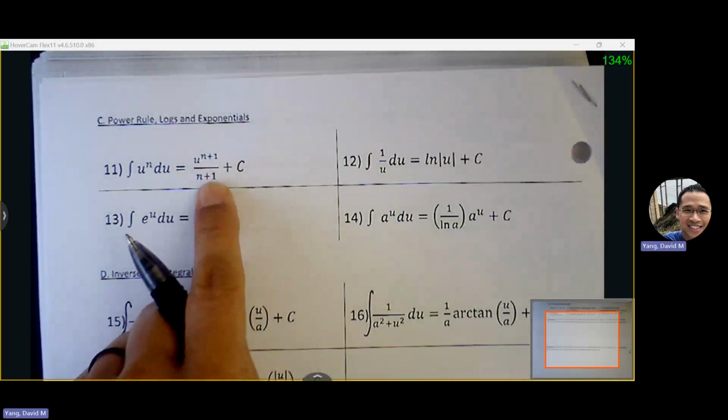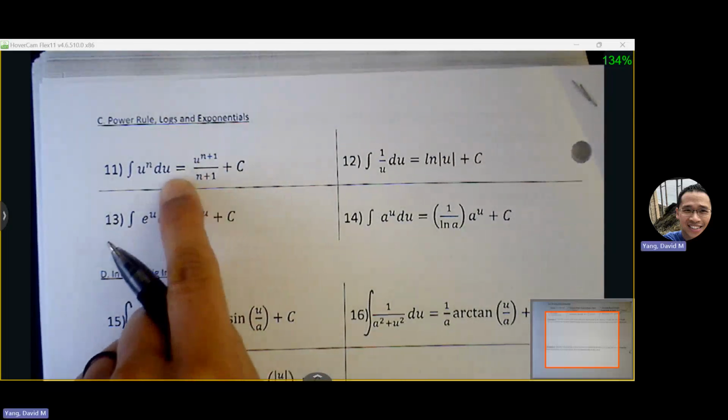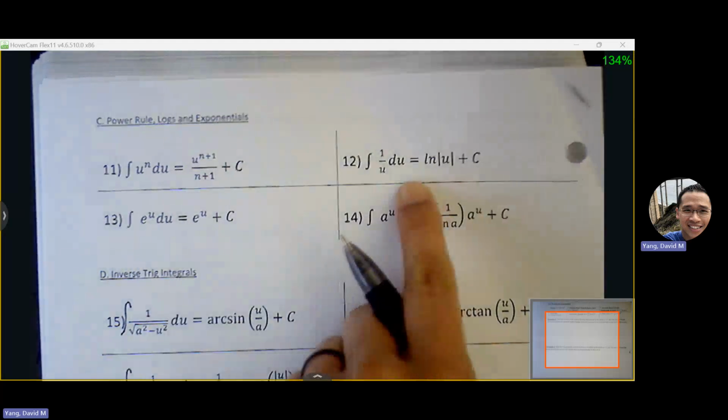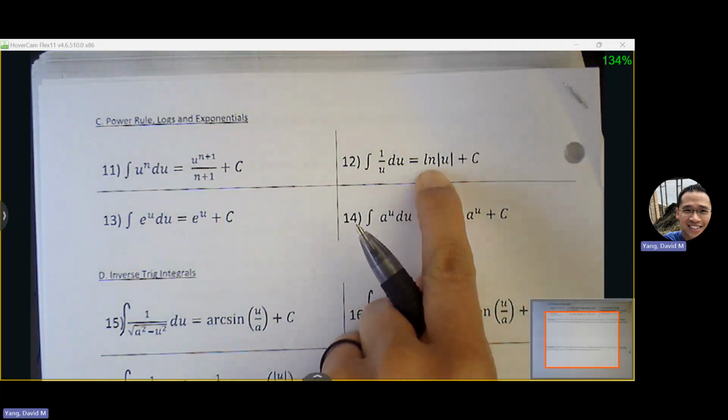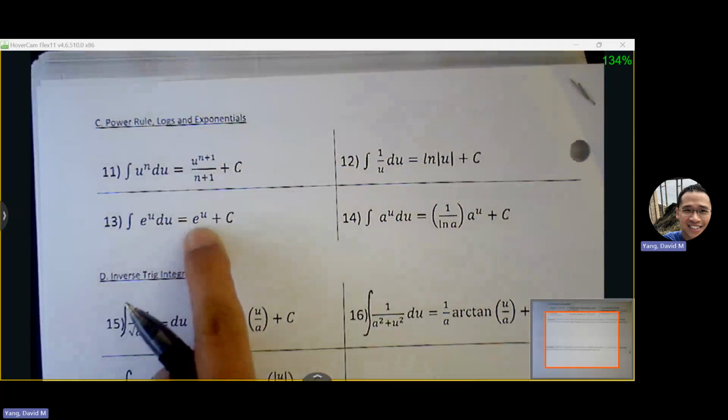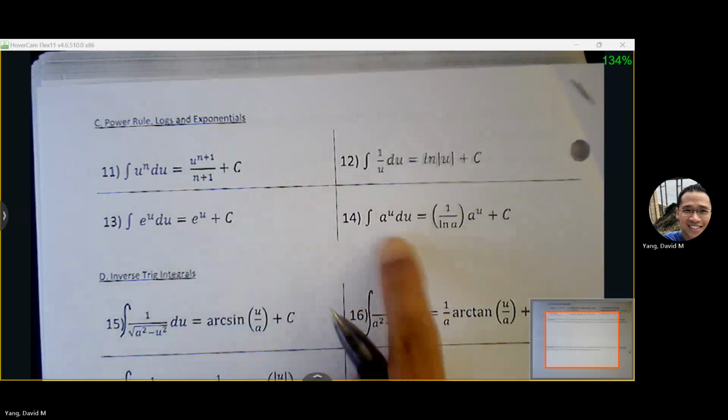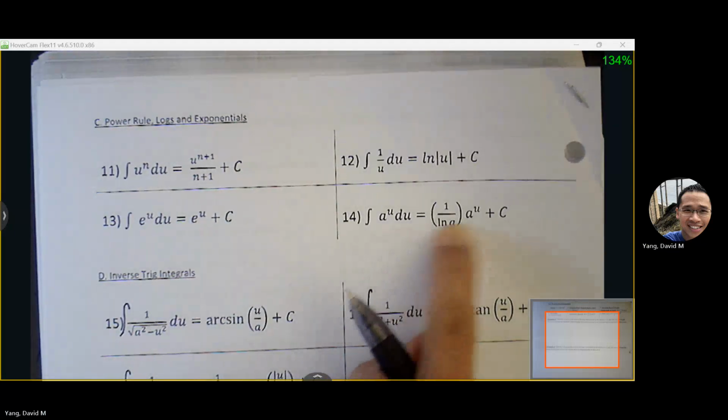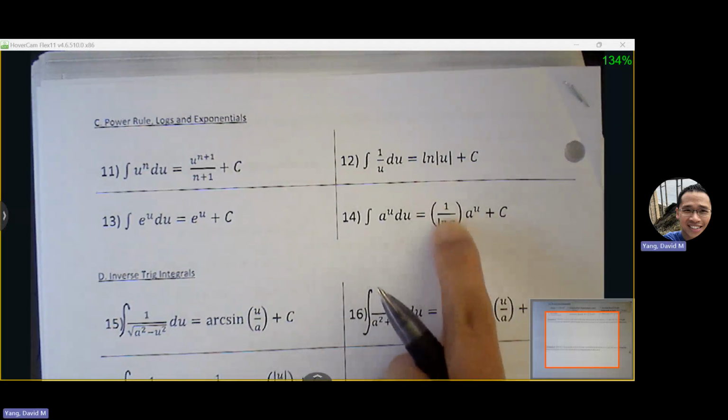Okay, back page of the power rule for antiderivatives. Add 1 to the exponent, divided by the new exponent. 1 over u du, that's natural log absolute value of u. E to the u is just e to the u. And a to the u is just a to the u, but we need a conversion, so it's 1 over natural log of a in front.